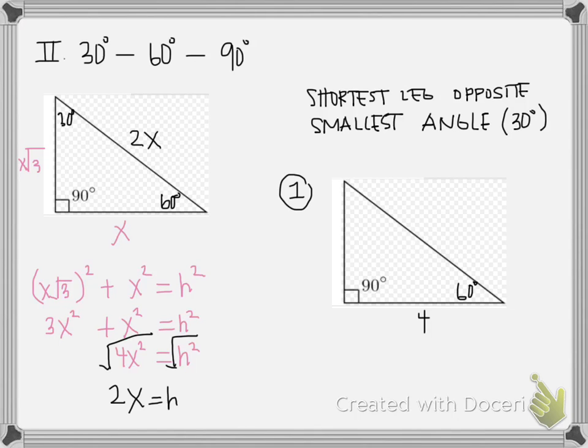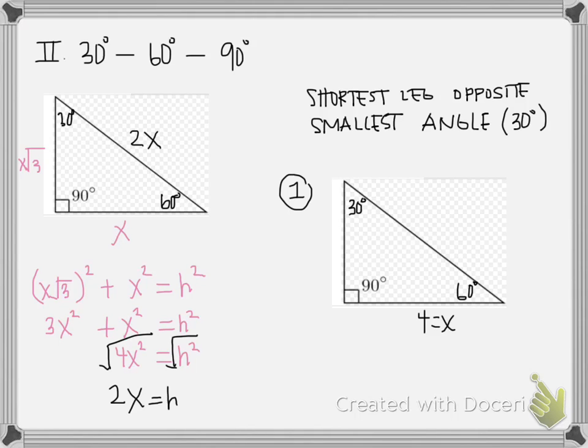So let's do an example here. So here I've got a 30, 60, 90. I've got my 60-degree measure there. Then up here is going to be my 30 degrees. So across from my 30 degrees is going to be my x. So x is going to be equal to 4.